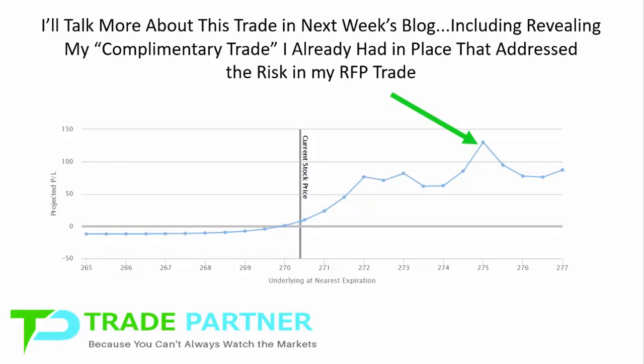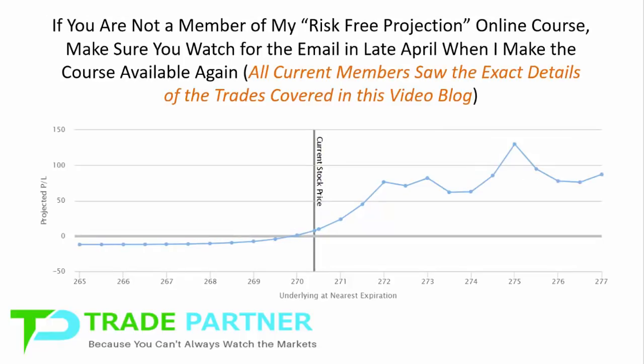So I will talk more about this trade in next week's blog when it is done, and I'll talk about a couple of other things in next week's blog that you won't want to miss. But I will completely reveal what my complementary trade actually is. You might be surprised at what I do on some of these things. It's really simple. But like I said, I already had that trade in place, and so it allowed me to be a little bit more aggressive with my RFP trade, and that is the projection that it produced, and that's again based on one lot and with volatility coming out.